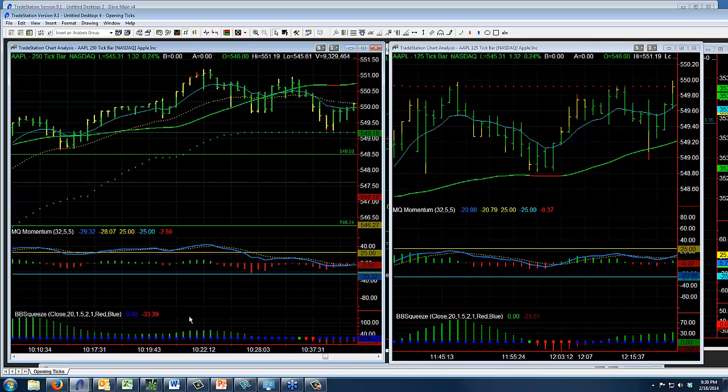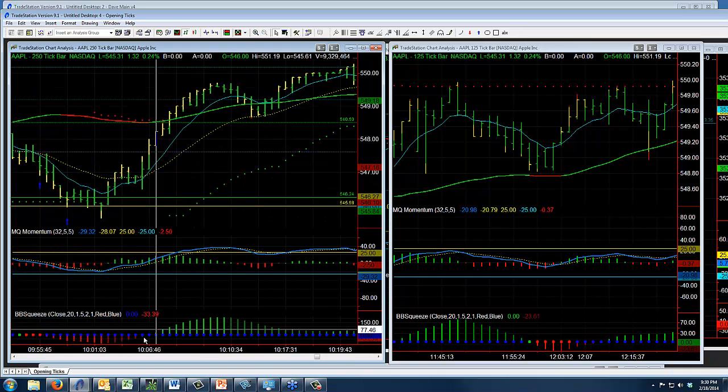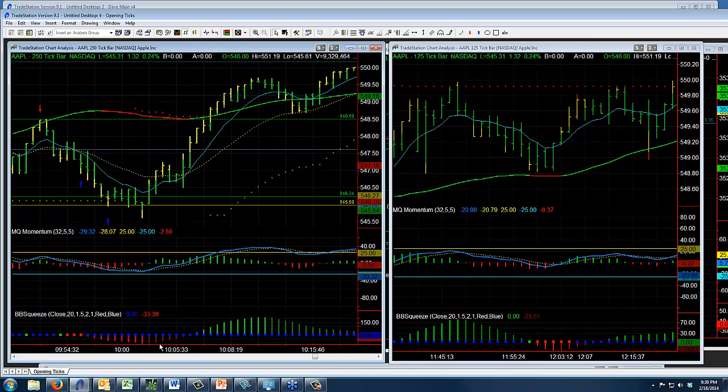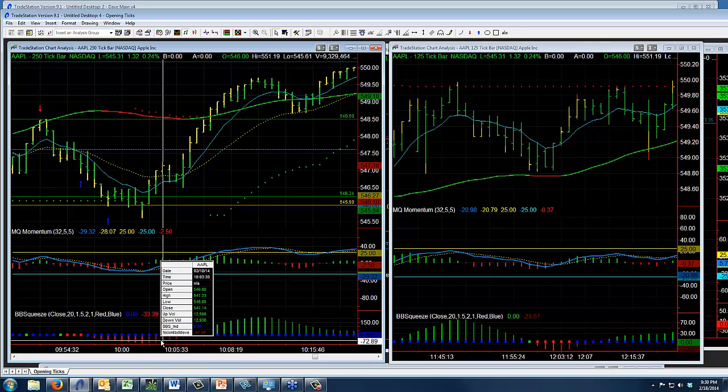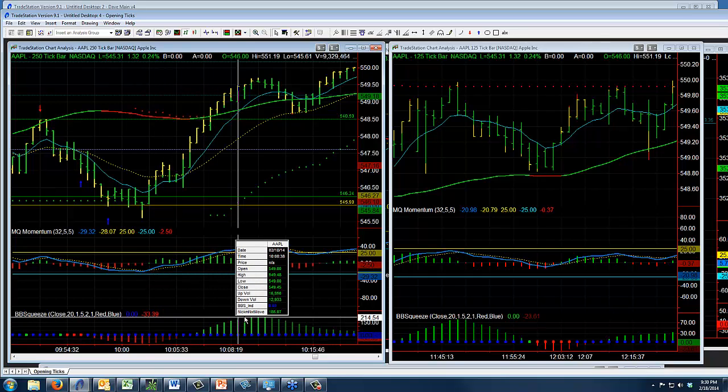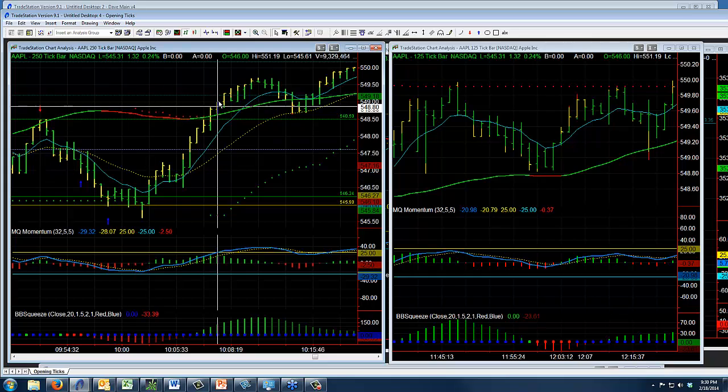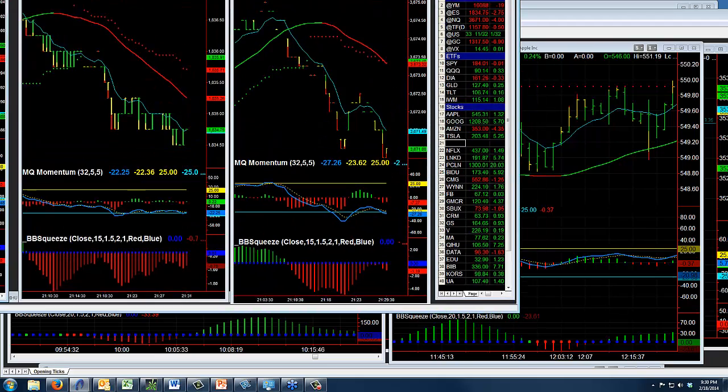I want to trade in that direction. If the histogram bars are going higher, see they're red and they turn dark red here and they're going higher, higher, higher, higher, higher. That's the direction I want to trade in. Okay, and that's the same thing I do for the Nasdaq.